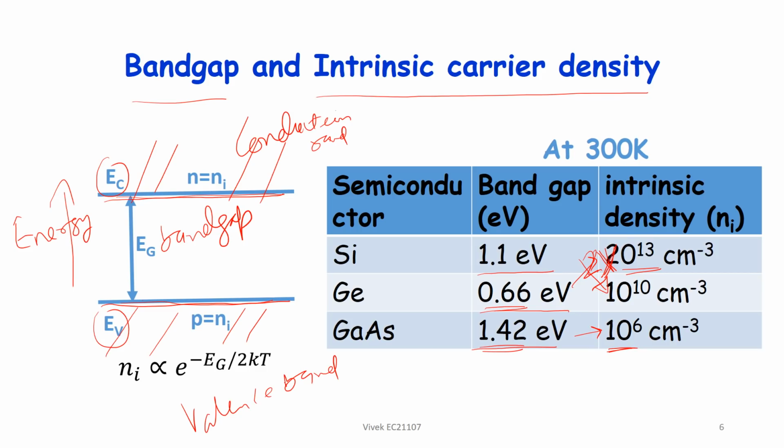Why? Because these are the properties at room temperature. At room temperature we know that energy will be of the order of kT. So electrons in the valence band will have the ability to acquire thermal energy and go to the conduction band. Very small amount. You notice here it is a very small amount. For example, if you remember silicon, it is 10 raised to power 10.